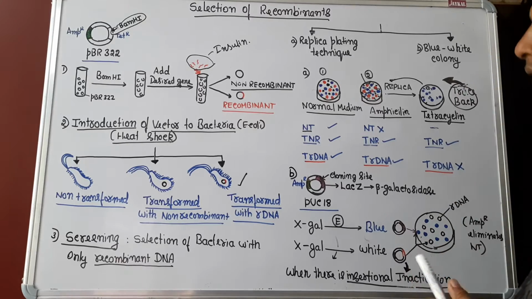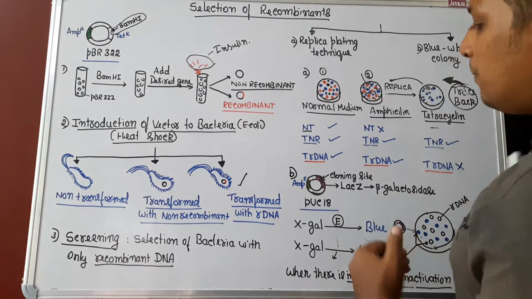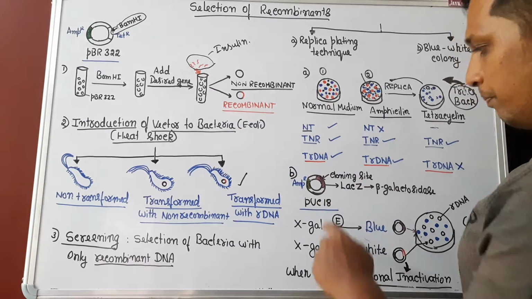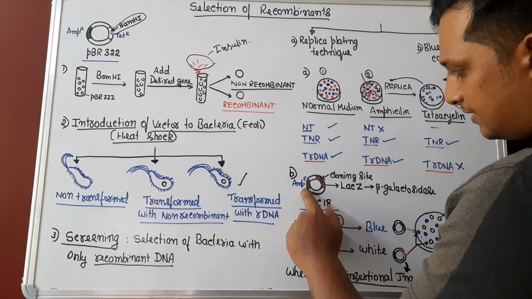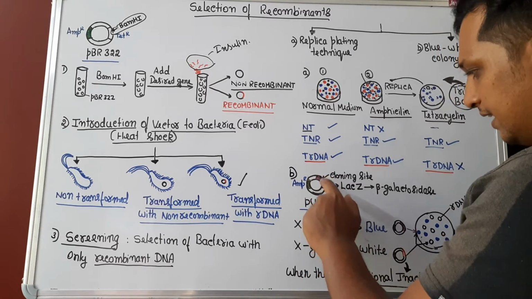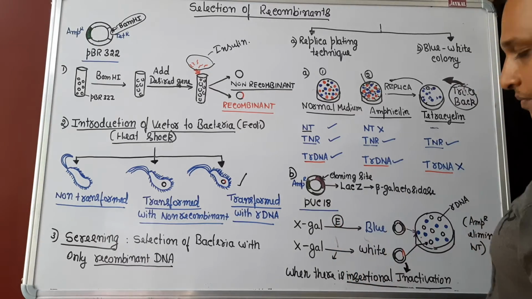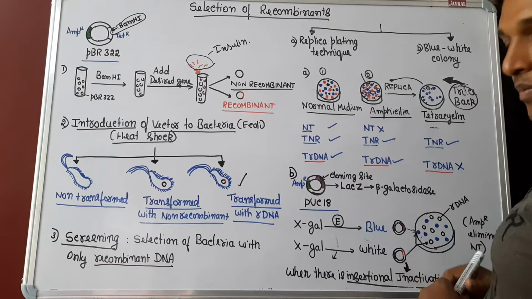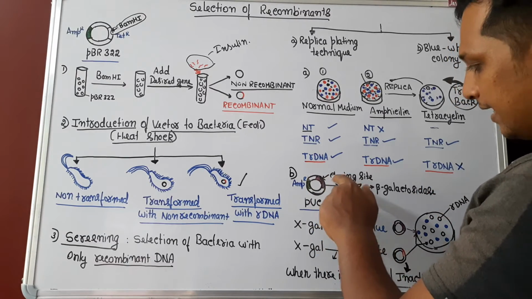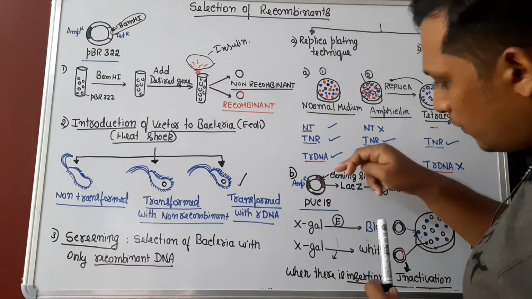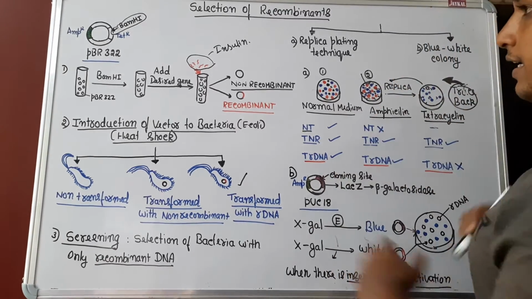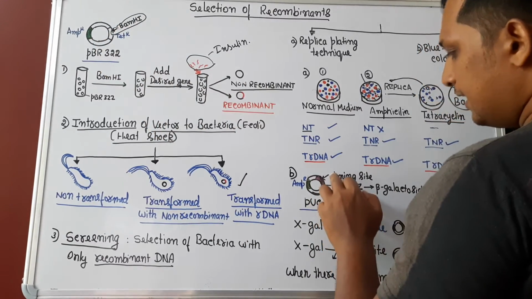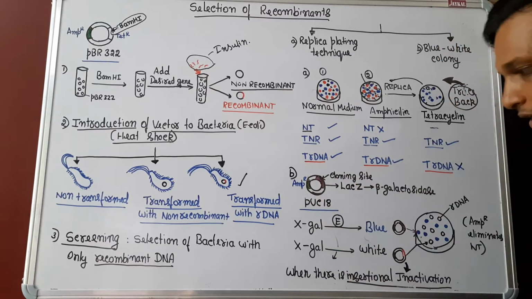Second method is blue-white colony. Compared to replica plating, blue-white colony is the easiest method. Take a vector like pUC18. pUC18 has an ampicillin resistance site and a gene known as the lacZ gene. The lacZ gene codes for an enzyme known as beta-galactosidase. Upon this lacZ gene, there is a cloning site or a restriction site where you can make a cut and you can insert your foreign DNA. Similar to tetracycline resistance, upon which BamHI was there. Now the lacZ gene has a cloning site where you can insert your foreign DNA.